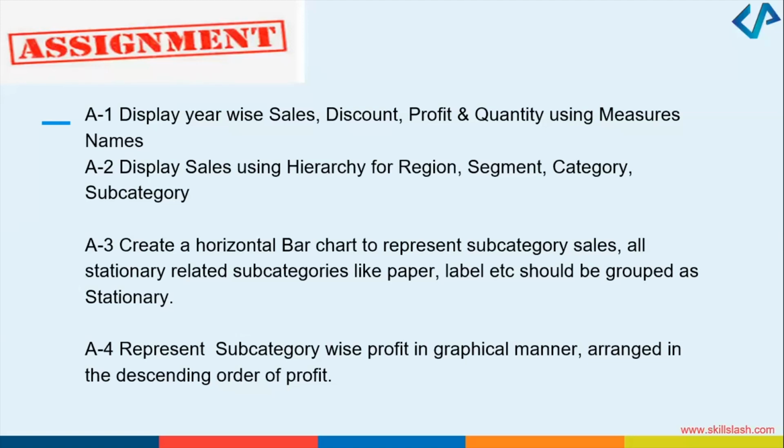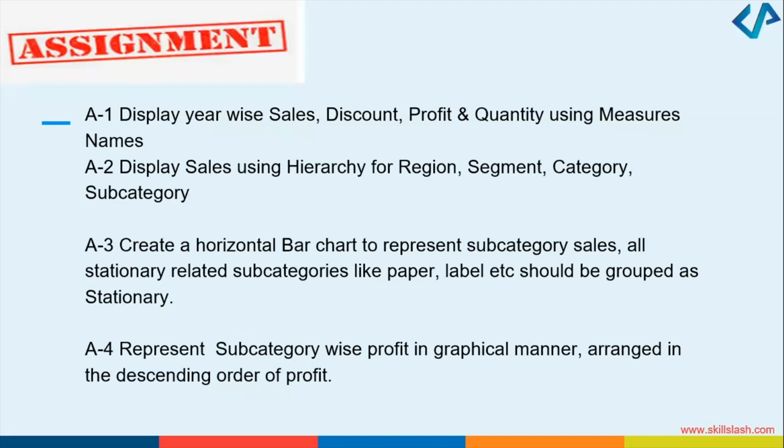It says display year-wise sales, discount, profit, and quantity using measure names. Display sales using the hierarchy for region, segment, category, and subcategory. Create a horizontal bar chart to represent subcategory sales. All stationery related subcategories like paper, label should be grouped as stationery. Represent subcategory wise profit in graphical manner arranged in descending order.